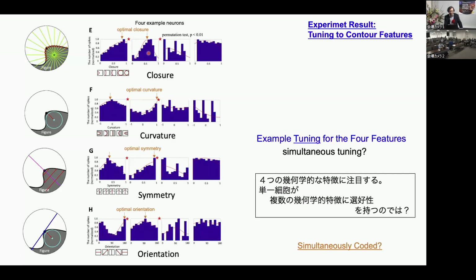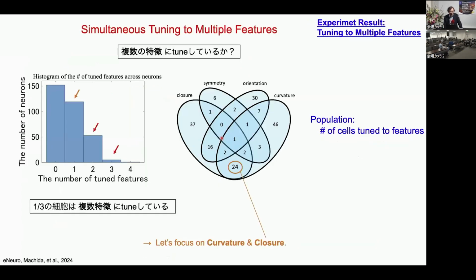And we can get a similar tuning curve for the features. Again, we are interested in simultaneous coding, so we expect to see significant tuning for multiple features. So we computed those numbers. This shows the histogram of the number of tuned features across neurons.